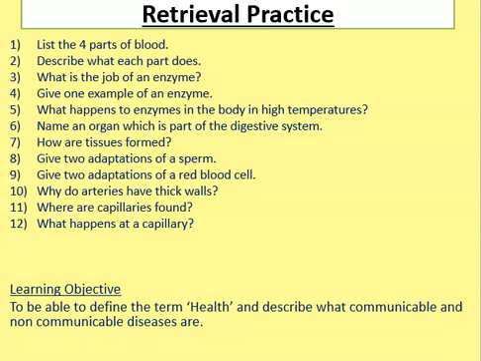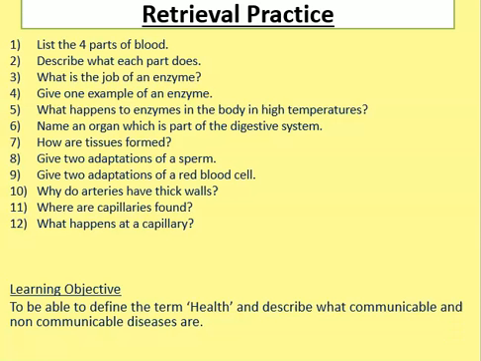Please mark them. Number 1, the four parts of the blood are the plasma, the platelets, the red blood cells and the white blood cells. Number 2, each part, what does it do? The red blood cells carry oxygen, the white blood cells fight disease, the platelets help the blood to clot, and the plasma carries things like carbon dioxide, water, amino acids, hormones, proteins.